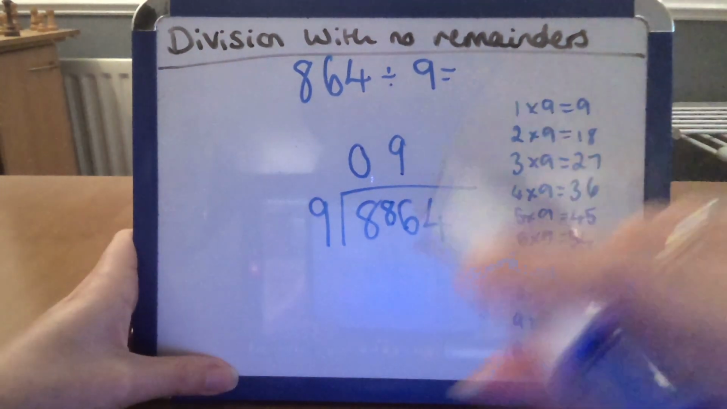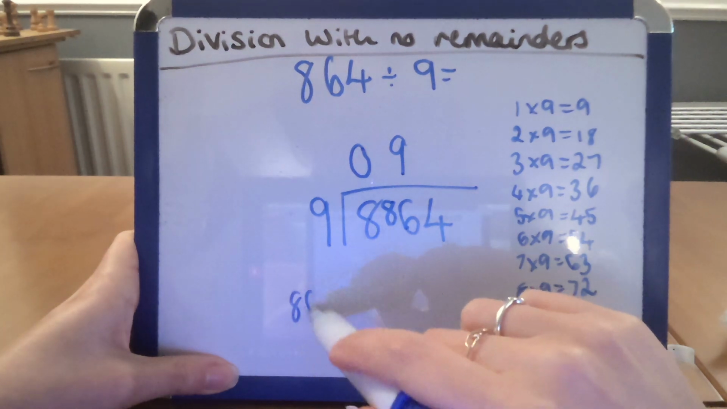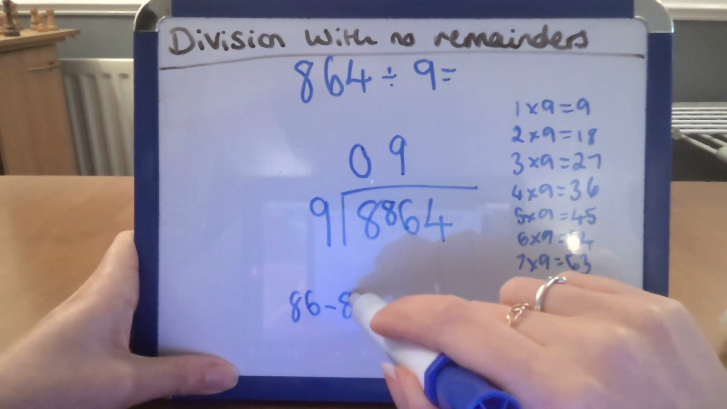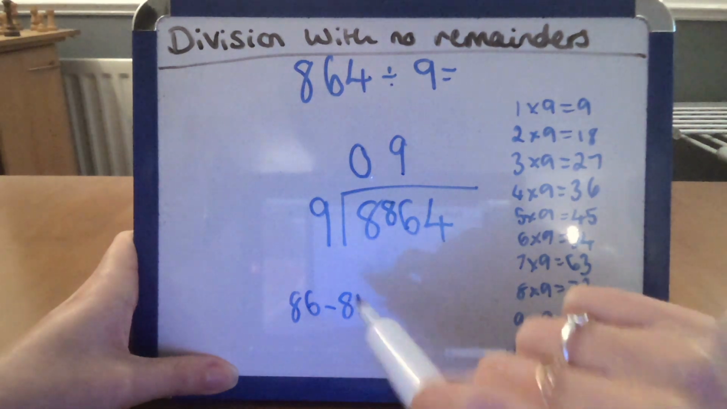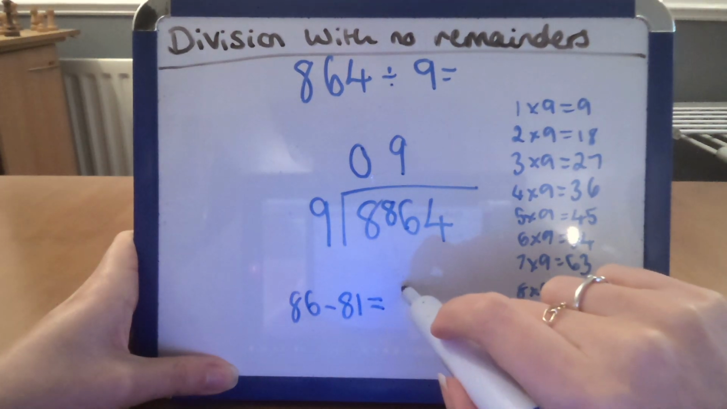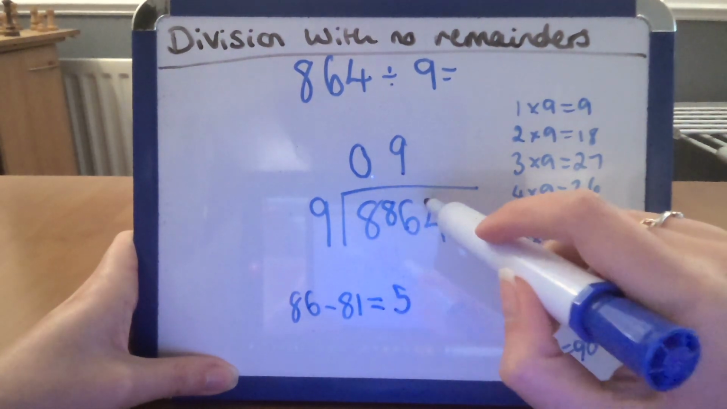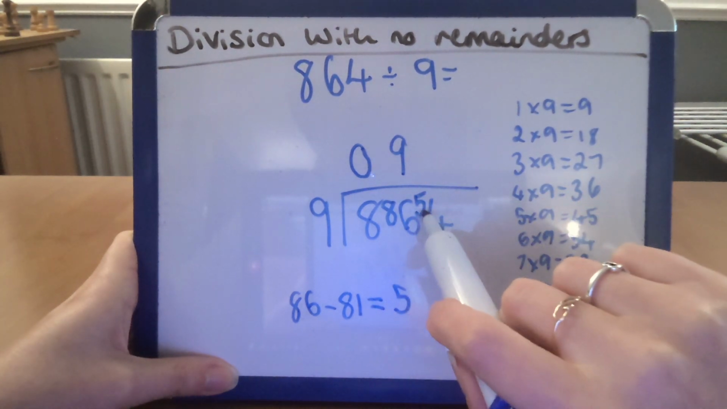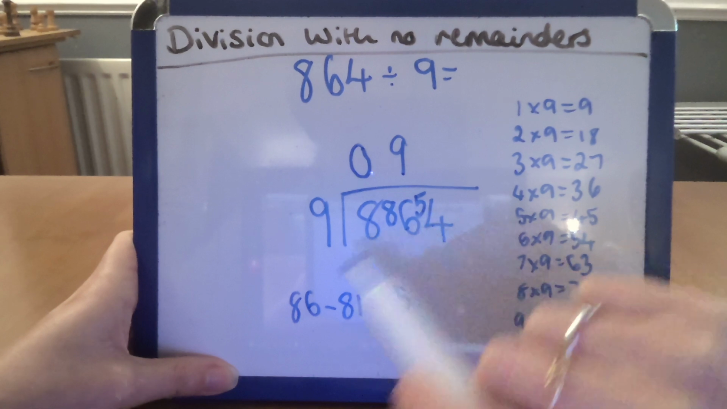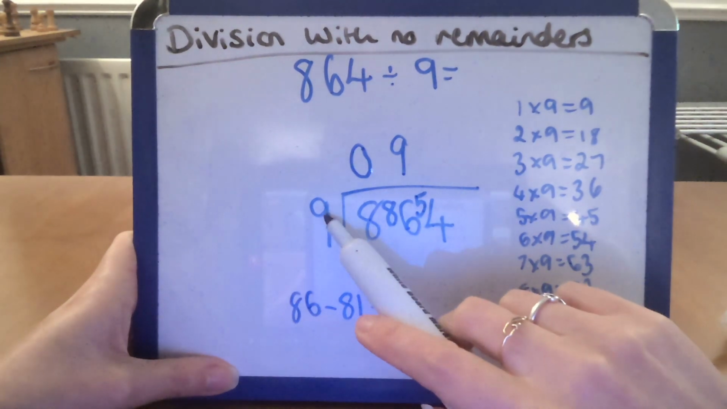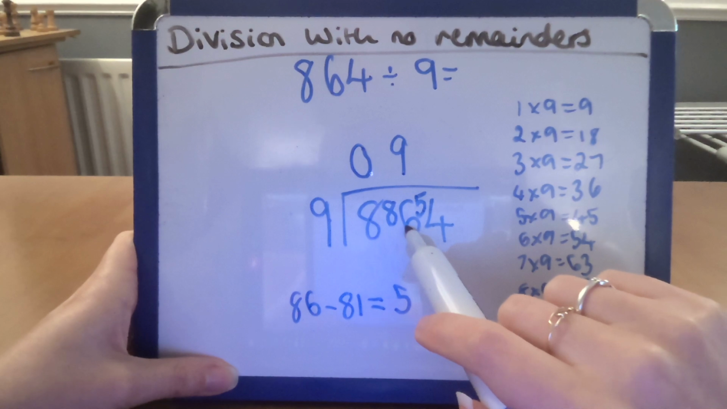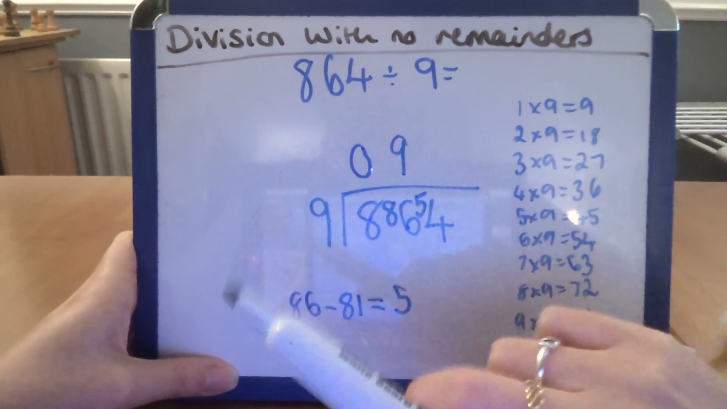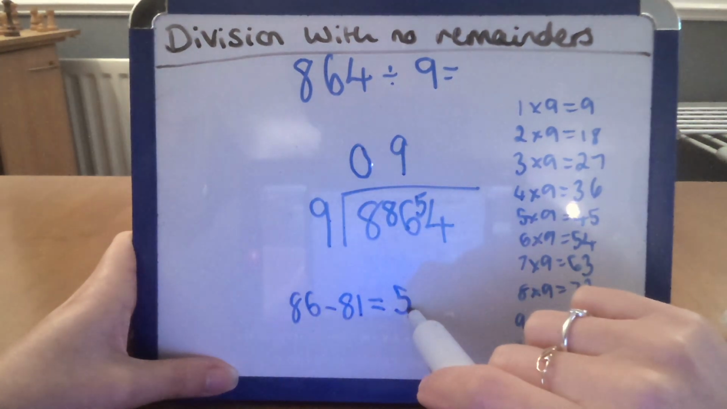with some left over. So what I would do then is take my 86 and take away the 81, because 9 times 9 is 81, and I am left with 5. So my 5 that I'm left with, that is a remainder, goes here, making this 54. So what I've done is, how many times does 9 go into 86? It goes in 9 times, which is 81, with 5 left over.